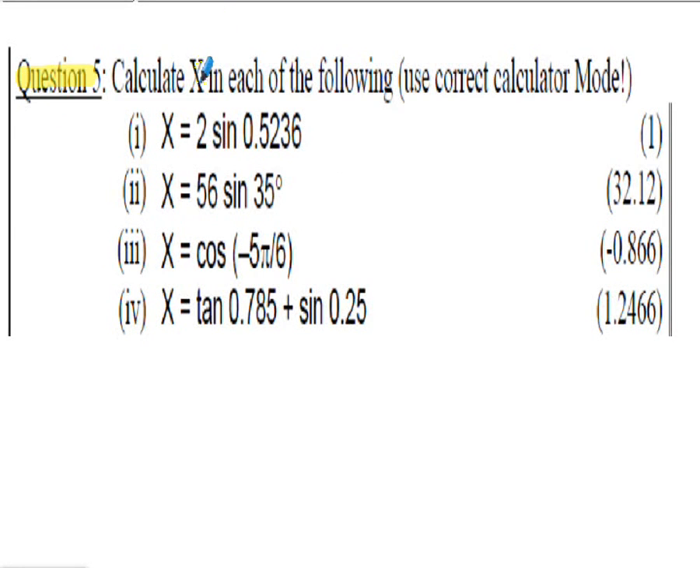Question 5. We're asked to calculate the value of x in each of the following cases, and we've got to use the correct calculator mode. I would suggest you stop the presentation for a moment and undertake the calculations for parts 1 through to 4. Assuming you're in the correct mode, you should find the answers on the right hand side in the brackets are correct. I encourage you to stop the presentation for a moment and undertake the calculations.